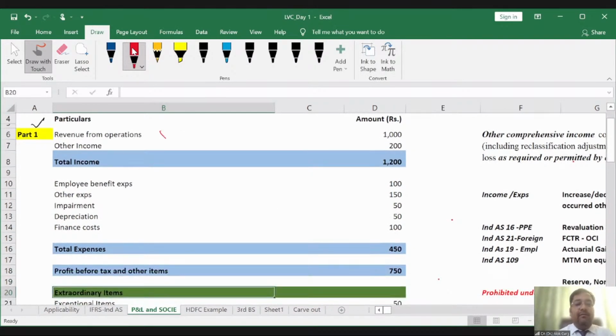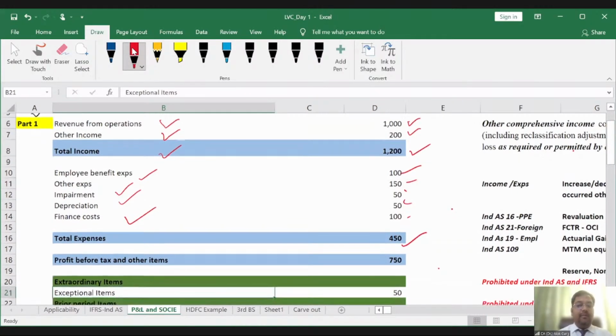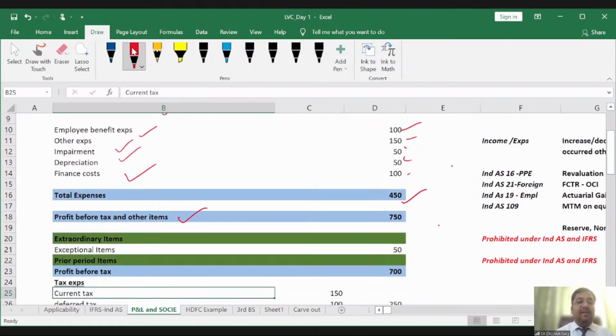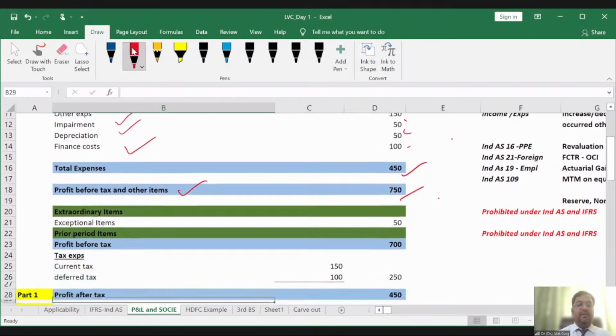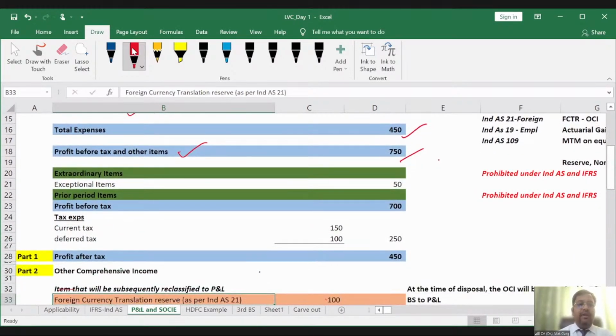Revenue in the income side, revenue from operation, other income, total income, right? Same format which we have seen earlier. For example, revenue is 1000, other income is 200, total income is 1200. Employee benefit expenses, other expenses, impairment, depreciation, finance cost, right? So these are the amounts which I have written. The total expense is 450. Profit before tax and other items is 750. Very simple format, which we have learned earlier also, which we are already aware of.